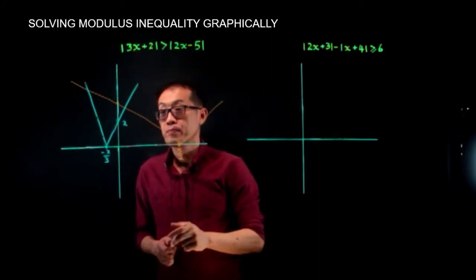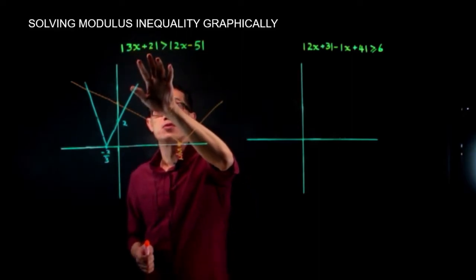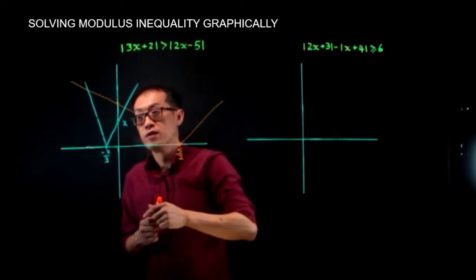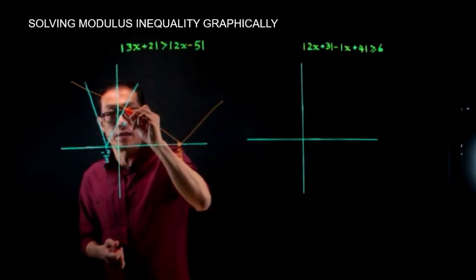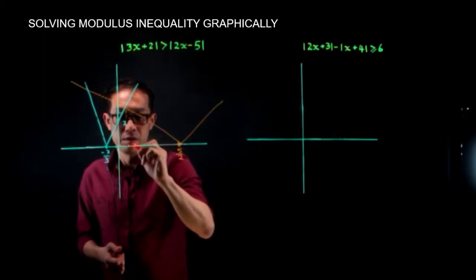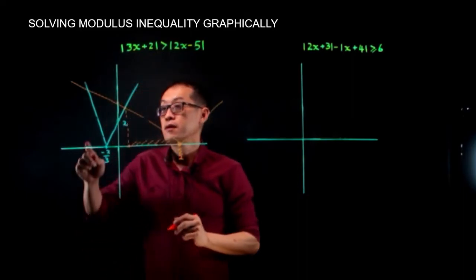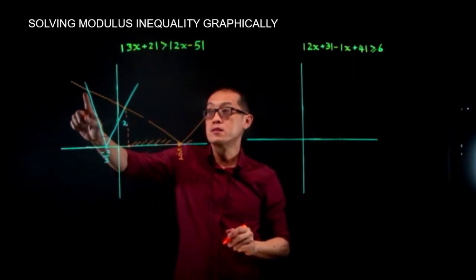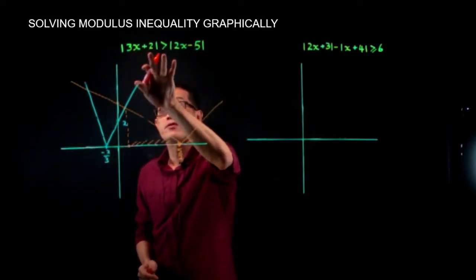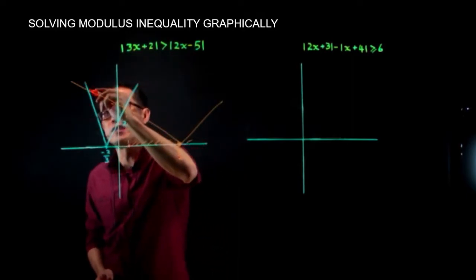Now, you want this graph, the modulus of 3x plus 2, to be greater than 2x minus 5. So you will take this part of the graph. For this, you will take the left hand side because you want this graph to be greater than this one. So over here, the blue line is higher than the orange line.